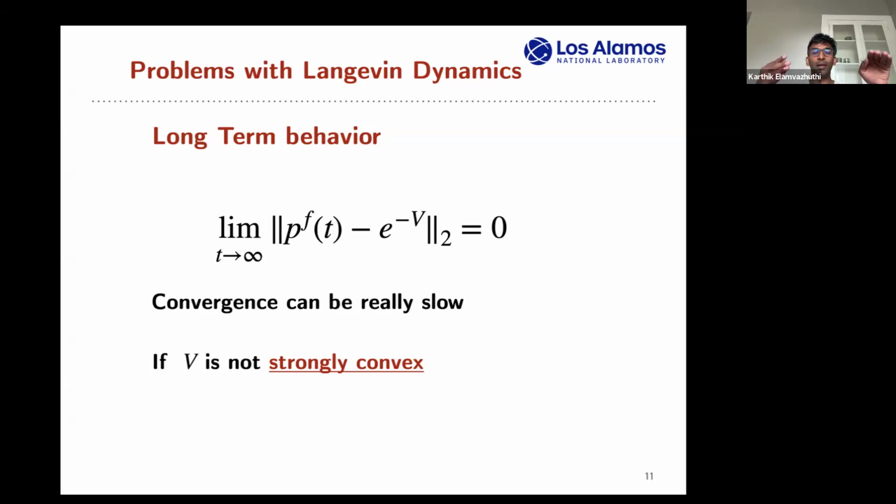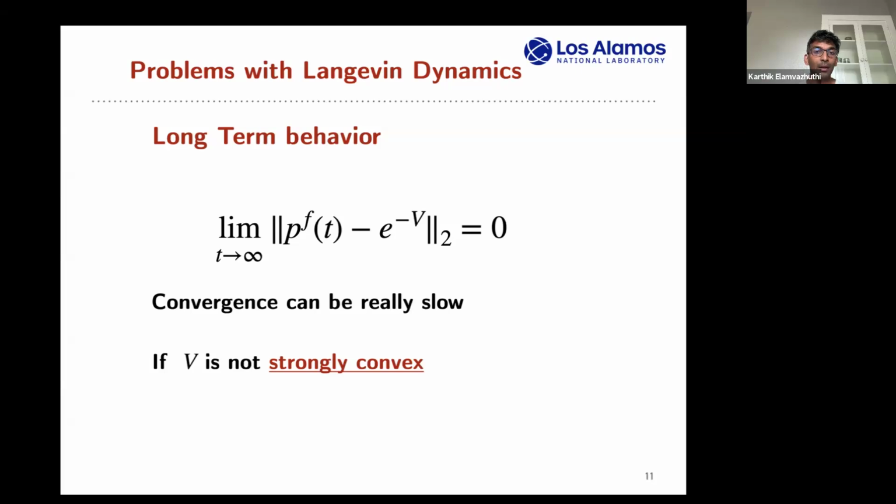You can think of this in terms of, if you had multiple minima, it can take a system an extremely long amount of time to go from one minimum to another if you have very little noise. So going from one equilibrium point of V to another might take you a long amount of time. And this translates to how fast the probability density converges to this Gibbs distribution.